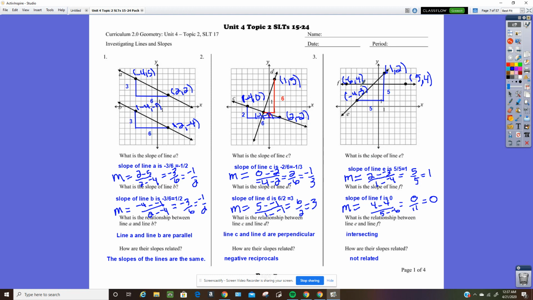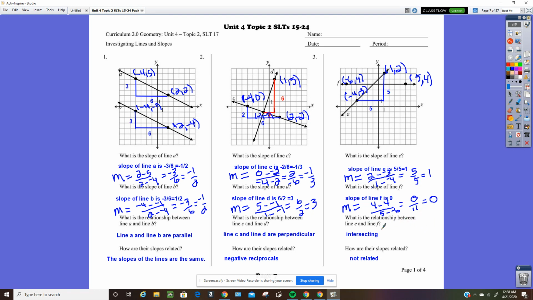And then in number 3, line E, that's this sloped line here. The rise is 5, the run is 5, so 5 over 5 is 1, or taking the points, 2 minus negative 3, the y values, is 5, and then 1 minus negative 4 is 5 also, so 5 over 5 is 1. And any horizontal line has a slope of 0, and we can prove that by taking these 2 points that are on the line. 4 minus 4 is 0, and then 5 minus a negative 6 is 11. 0 over 11 is 0.